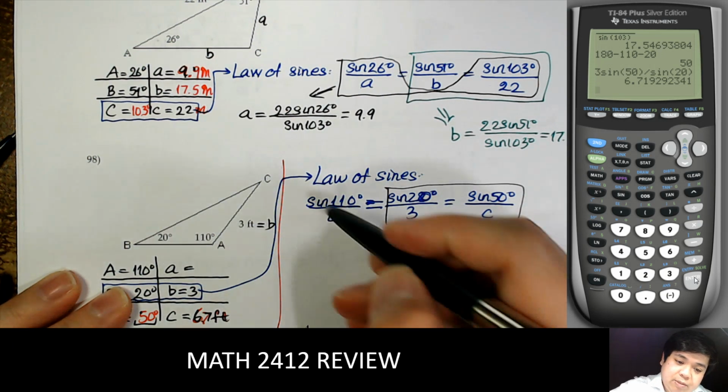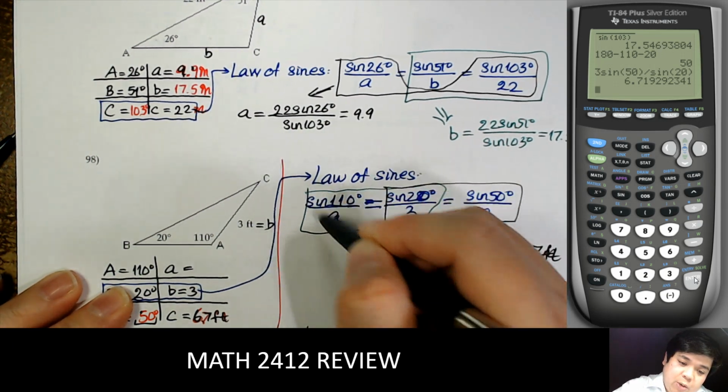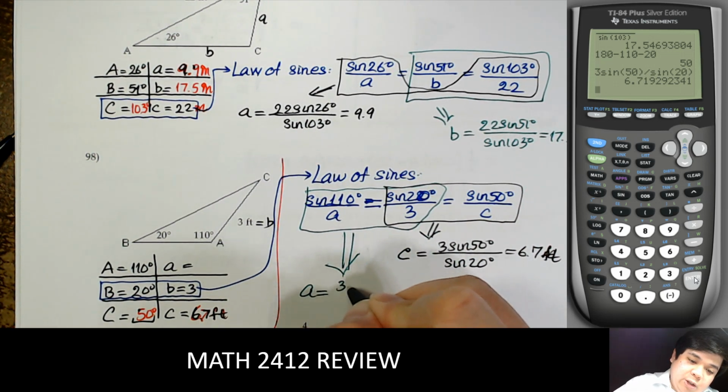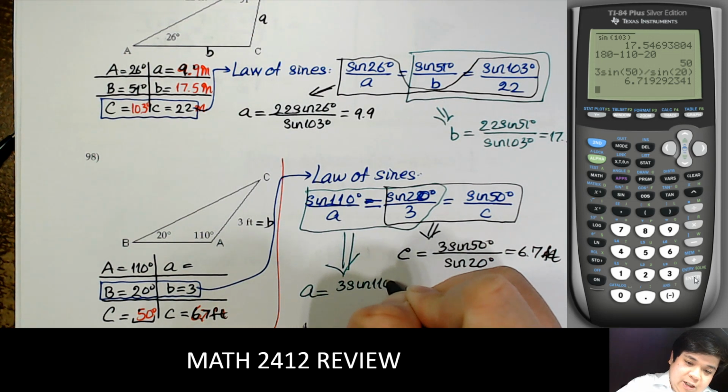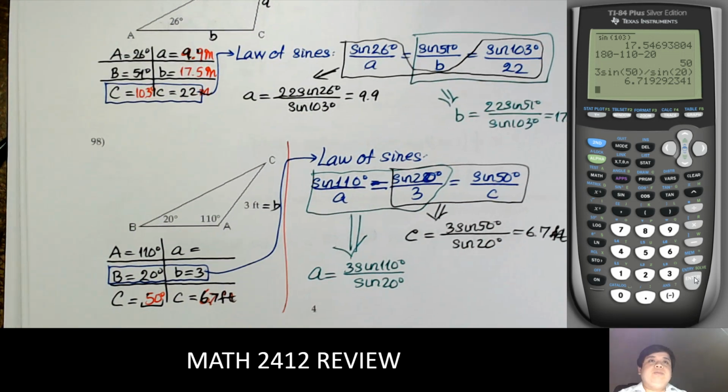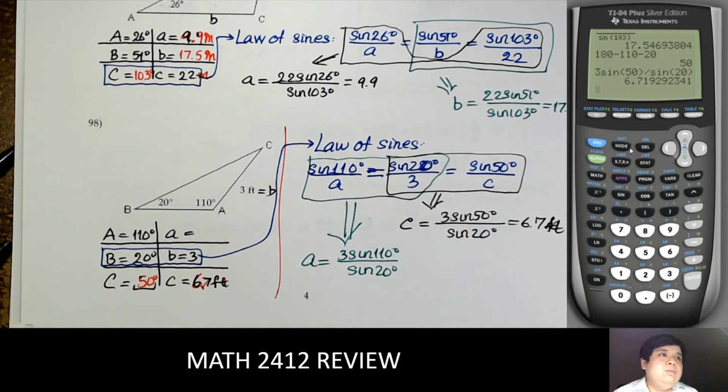And then next, cross multiplying here, for a, we have a equal to 3 sine of 110 over sine of 20 degrees. So 3 sine of 110 divided by sine of 20. So we have 8.24, so let's say 8.2.